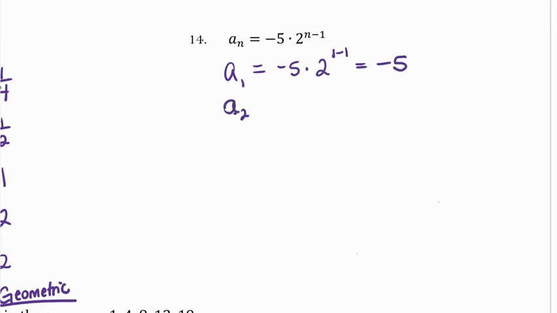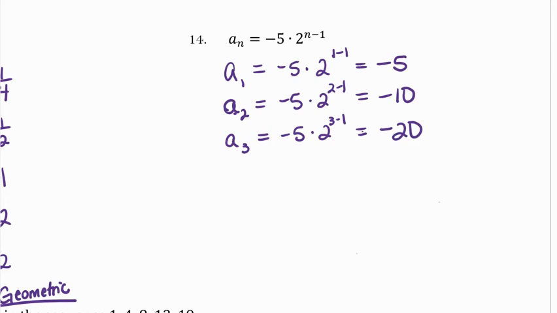Second term, -5 times 2 to the 2 minus 1. That would be 2 to the first power. So -5 times 2 would be -10. Third term, -5 times 2 to the 3 minus 1. That'd be 2 to the second power, which is 4. 4 times -5 is -20.